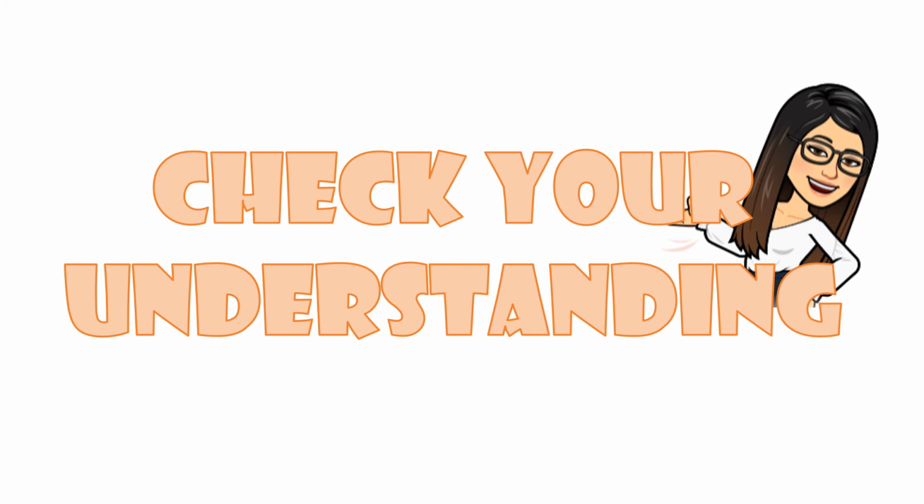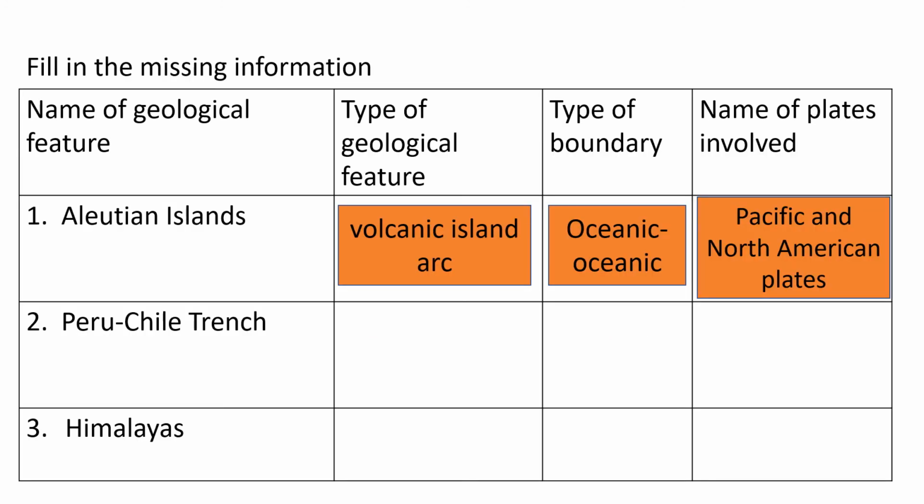Let us now try to check your understanding. Fill in the missing information. The first one is done for you. We're going to identify the type of geological feature, the type of boundary, and the name of plates involved. So for Aleutian Islands, we have a volcanic island arc, and it's an oceanic type of boundary, and the plates involved are Pacific and North American plates.